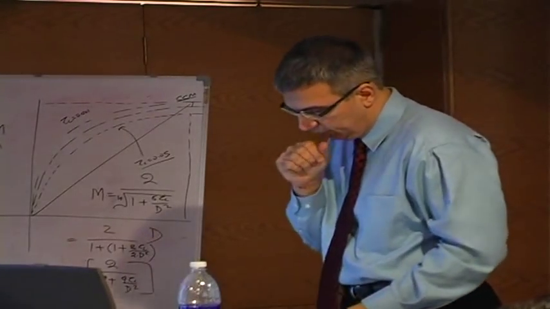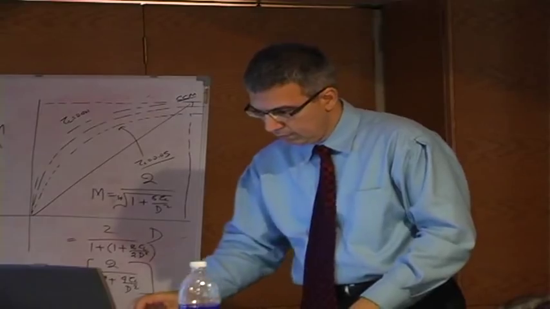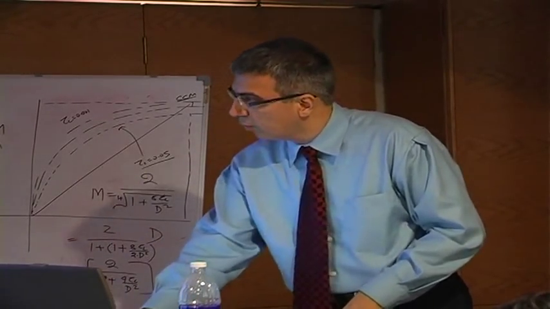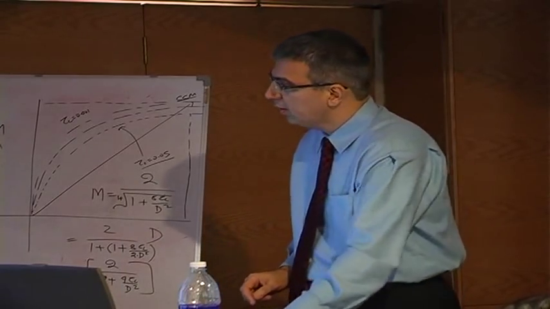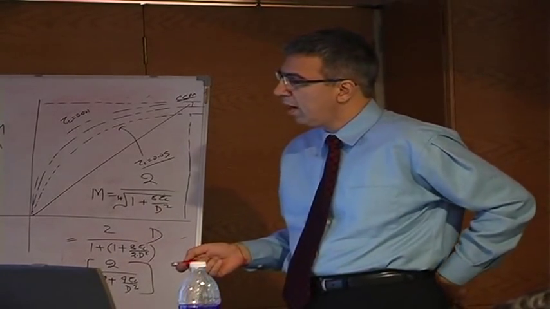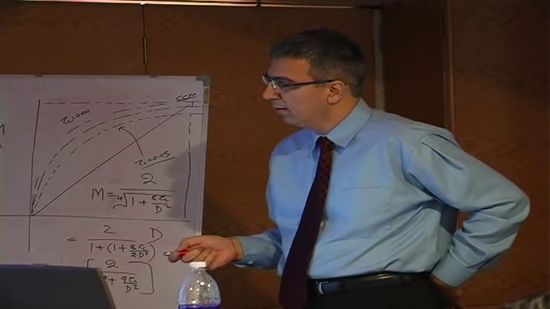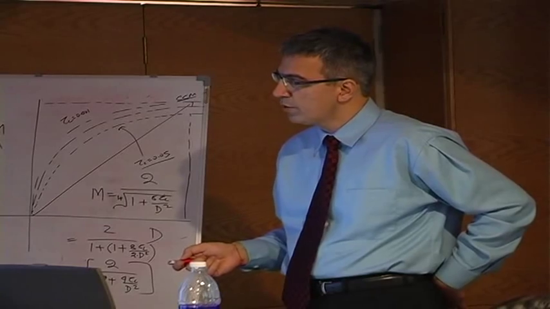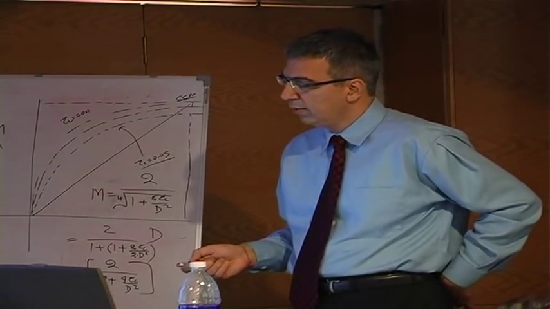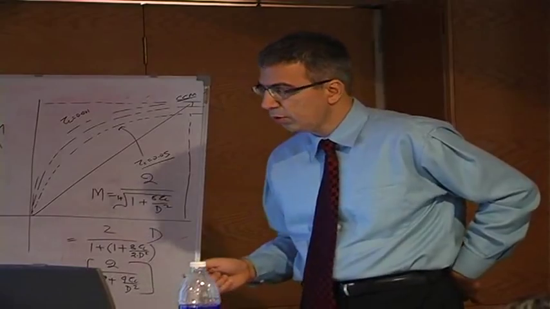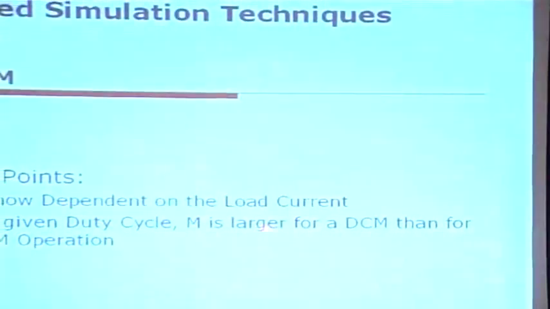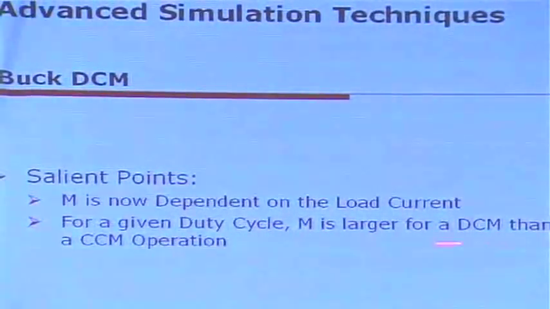Okay. So what you have here now, and also if you look at M, we have got all these terms. You know, we have R, L, PSW. Most important is you got R in there. That means M is now a function of the load current. M is now a function of the load current. And for a given duty cycle, M is larger for DCM than for CCM operation.